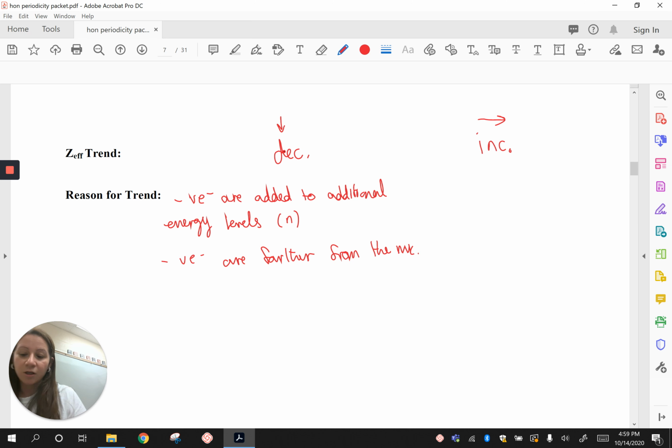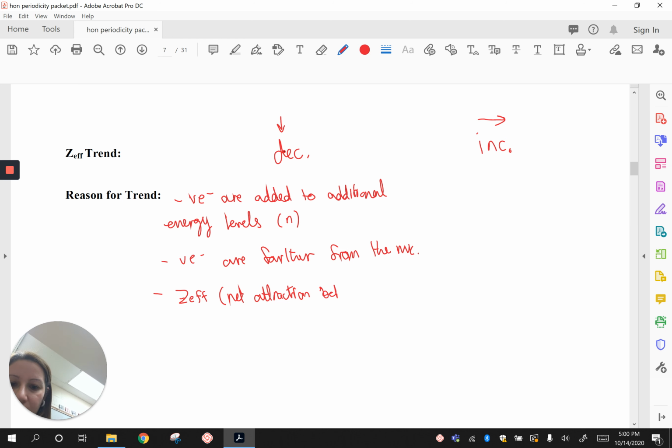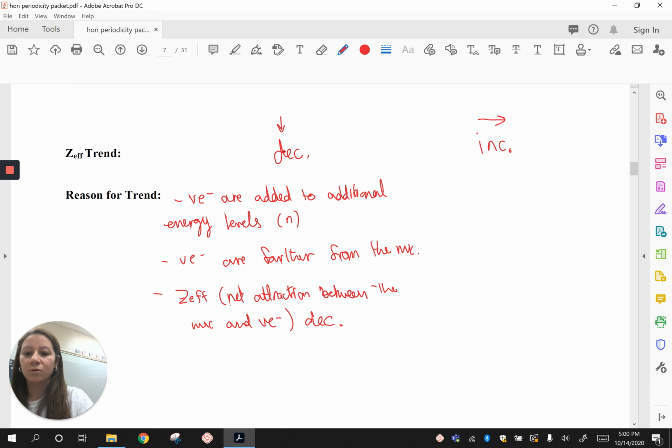And because they are farther away from the nucleus, there's not as much attraction between the nucleus and those valence electrons. So Zeff, which is the net attraction between the nucleus and the valence electrons, decreases. So you don't have as much attraction because the electrons are too far away.